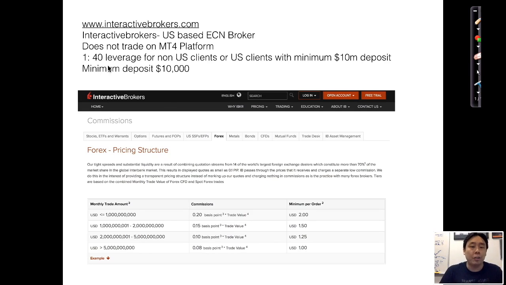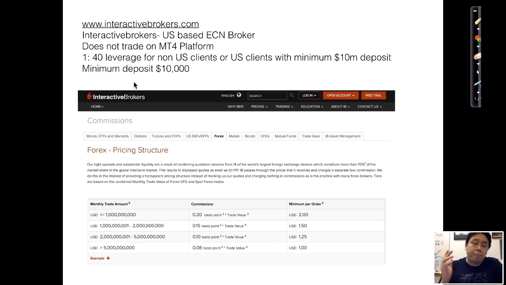They offer 1:40 leverage for non-US clients. Now, here's the thing about Interactive Brokers. I know it sounds ridiculous, but you can read about it. It's true. If you're a US client and you want to use Interactive Brokers, to get any kind of leverage you need a minimum of 10 million US dollars. Yes, I didn't say that wrongly, 10 million US dollars. So they are not really open to retail clients, it's more for institutional clients. But if you've got more than $10 million, you can use Interactive Brokers.